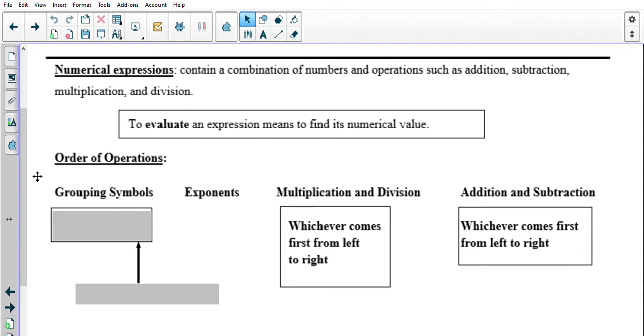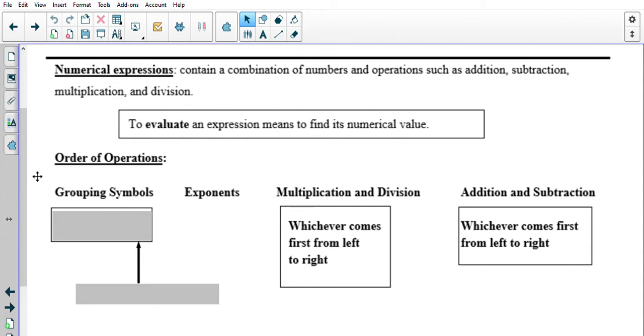They're problems that we're going to solve, but we call it to evaluate. So to evaluate an expression means to find its numerical value, find its answer. I want to introduce you to that word and the phrase numerical expressions because you'll see those in some of the directions. So if it asks you to evaluate, think of it as solving that problem.